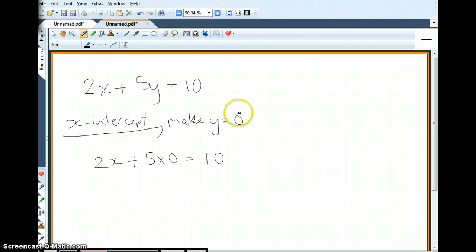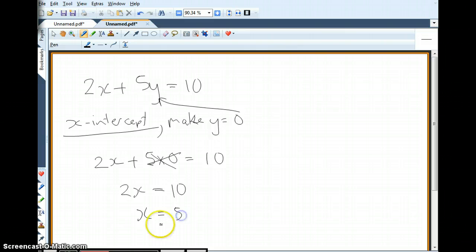I just put y equal to 0 into that spot there. 5 times 0 is... Brilliant, that cancels. And I've got an equation that reads 2x equals 10. x is equal to 5. The coordinate of the x-intercept is 5, 0. So to answer the question correctly, what is the x-intercept? I would write the answer like that. 5, 0.